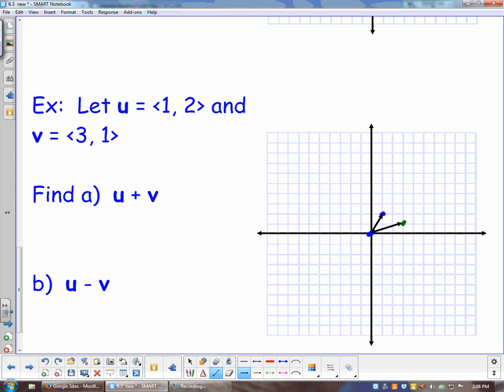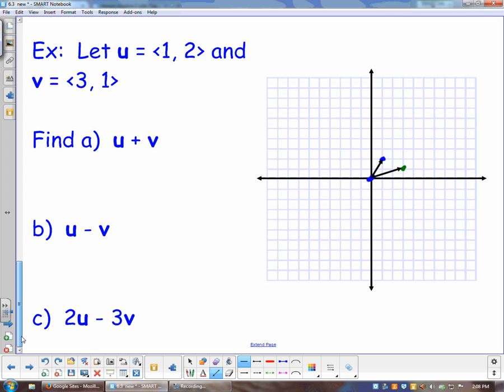Then I'm going to have you finish this up. You're going to find the sum of those vectors, and you're going to draw it graphically. So use the graphical method, the geometrical method, and also check it with the algebraic method. Then find u minus v and 2u minus 3v. You can pause this video to do this and then go on to the next step.